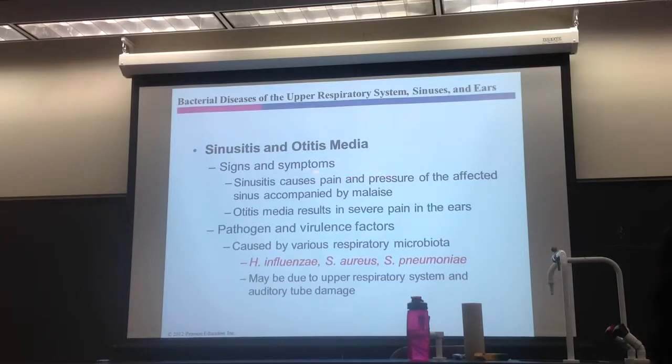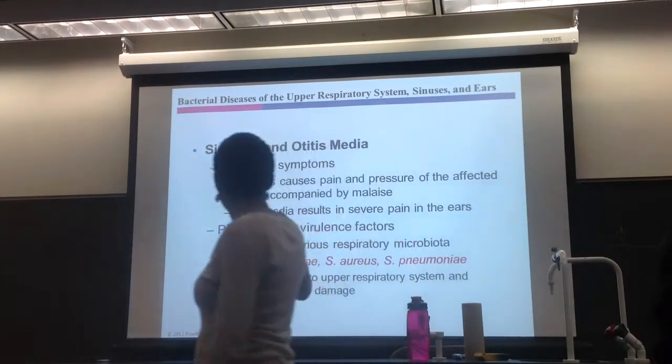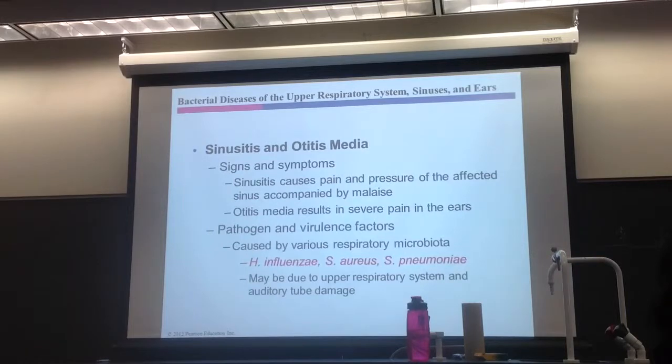Okay, otitis media, basically an ear infection, right? That's what it is. You have severe pain in your ears. Basically, you have pus building up in the eardrum. You have a lot of pressure building up behind that eardrum, and that causes pain. Now, who is causing these?